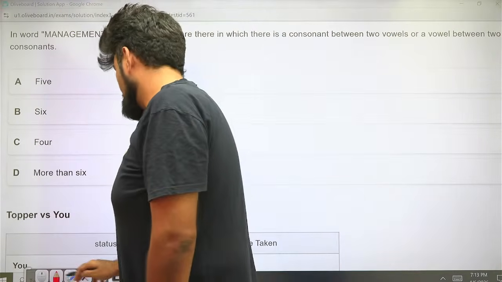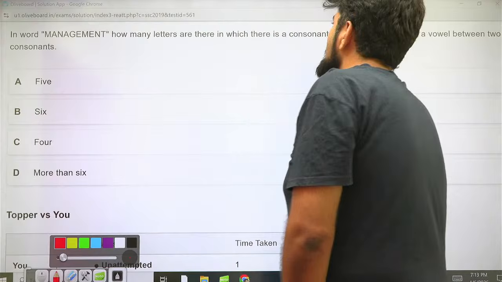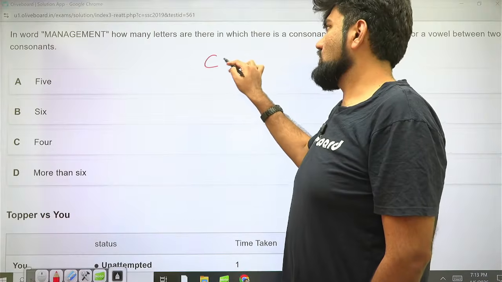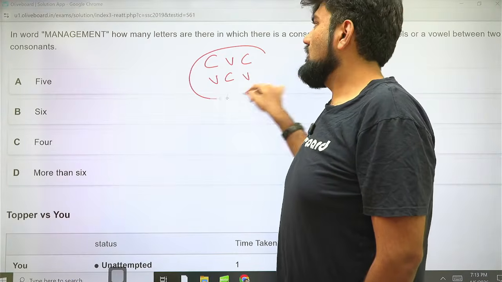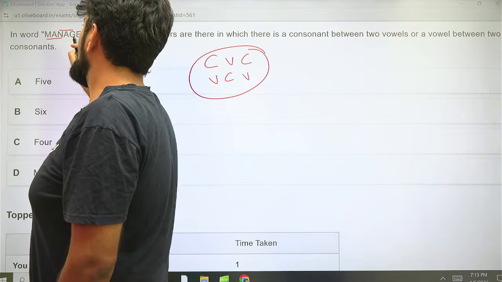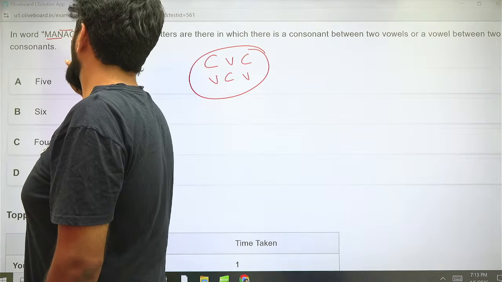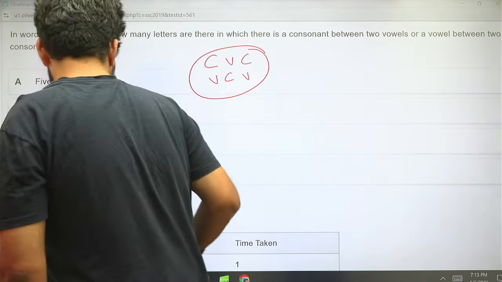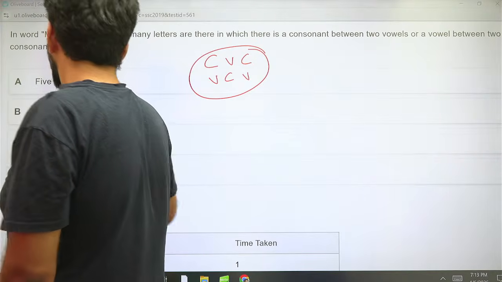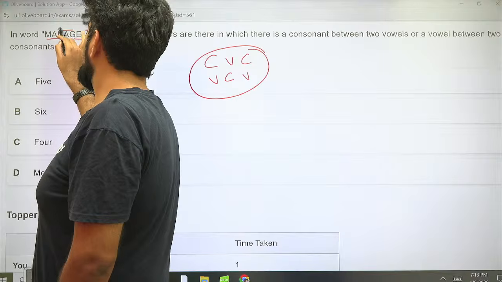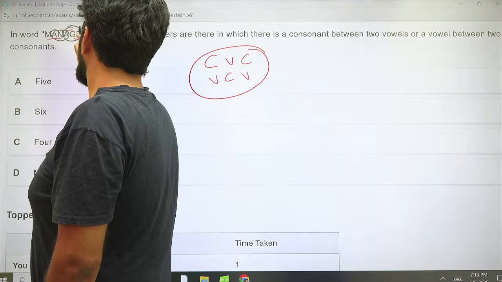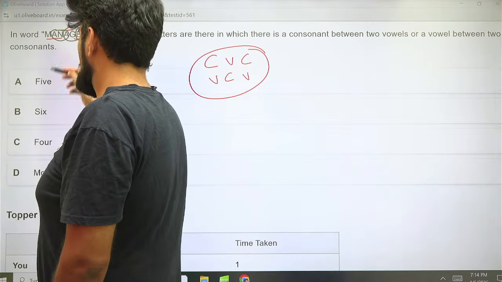In the word management, how many letters are there in which there is a consonant between two vowels or a vowel between two consonants? Consonant, consonant, vowel, consonant, or vowel, consonant, vowel. No arrangement, nothing. Okay. So this is 1, 2, 3, 4. Okay. So we have 4. Then we have 1. Okay. 2, 3. So 7 means more than 6.